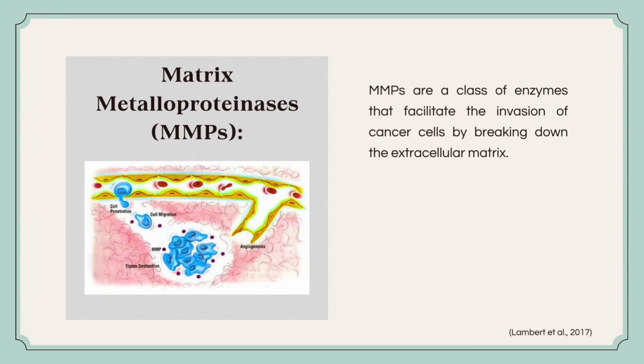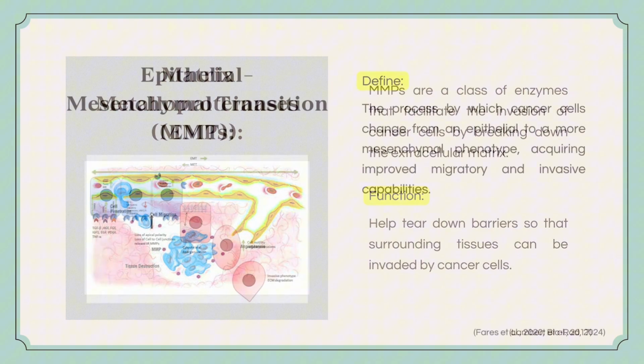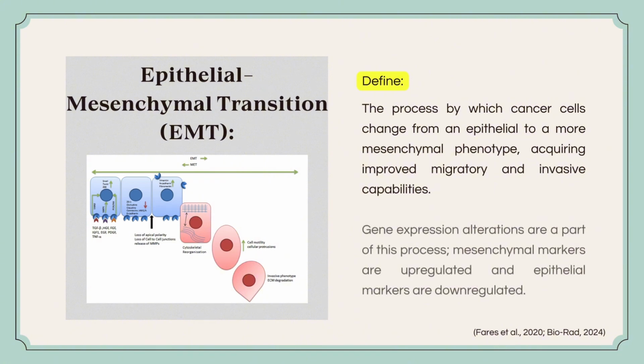Secondly, matrix metalloproteinases, MMPs. MMPs are a class of enzymes that facilitate the invasion of cancer cells by breaking down the extracellular matrix. They function by helping tear down barriers so that surrounding tissues can be invaded by cancer cells. And lastly, epithelial-mesenchymal transition, EMT. It is a process by which cancer cells change from an epithelial to a more mesenchymal phenotype, acquiring improved migratory and invasive capabilities. Gene expression alterations are a part of this process. Mesenchymal markers are upregulated, and epithelial markers are downregulated.